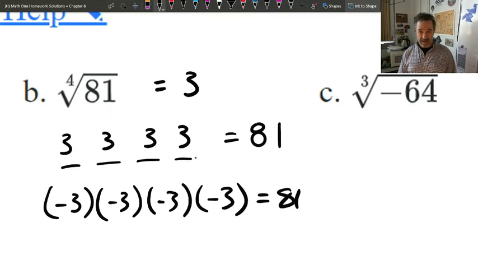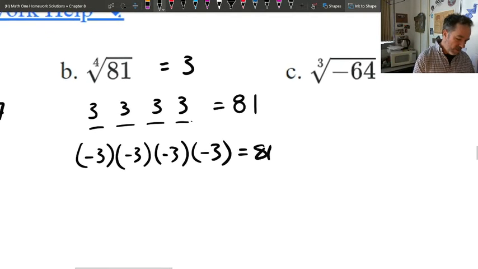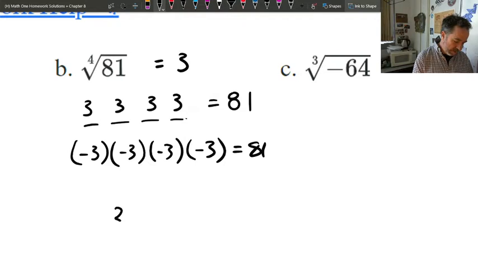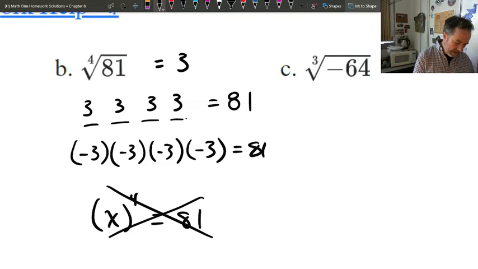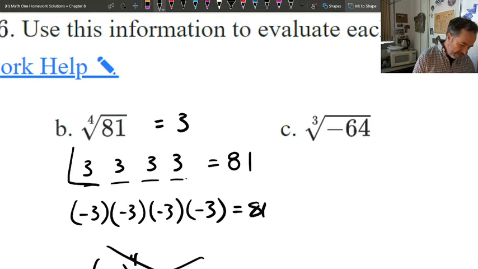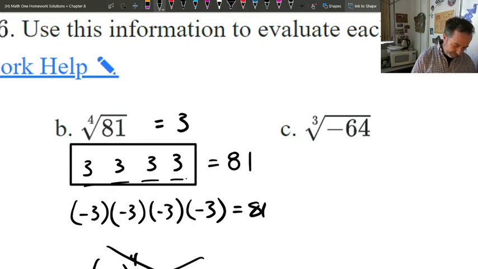Maybe if I had an equation, some value x to the 4th power equals 81, that equation has 2 solutions. Because I can multiply 3 times 3 times 3 times 3 and get 81, or I can do negative 3 times negative 3 times negative 3 times negative 3 and get 81. But that's not what we're talking about right here. Clearly what we want is 4 factors of 3, which gives me the 81.